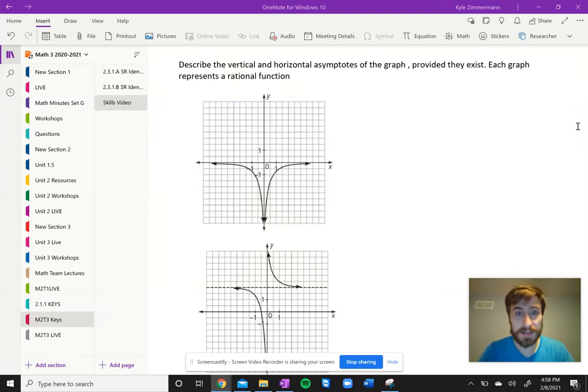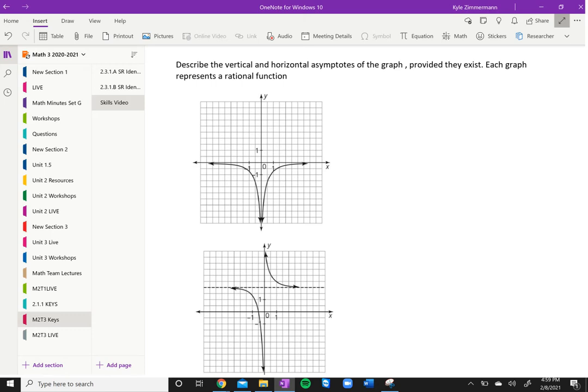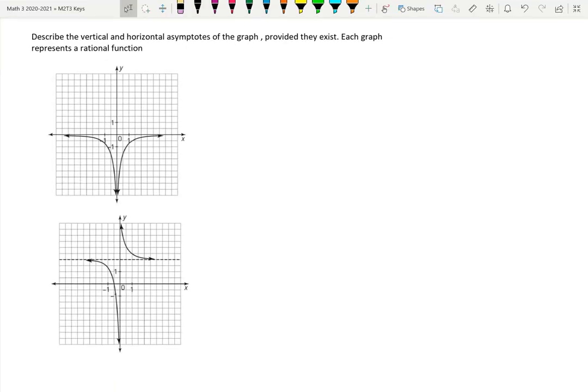Hey team, it's Mr. Z, and today we're going to look at asymptotes, aka the spot where math breaks. Let's take a look. So basically, there's vertical and horizontal asymptotes.